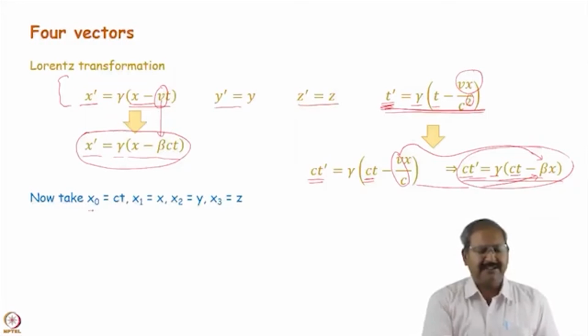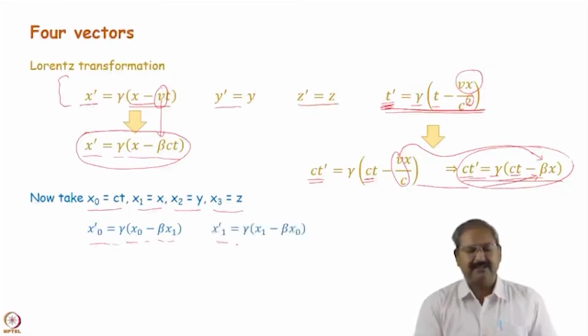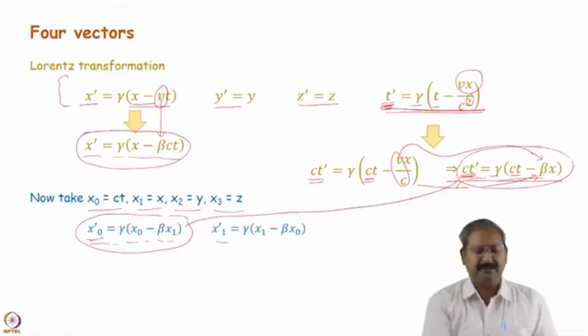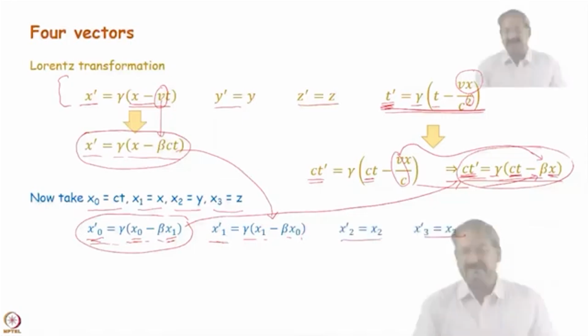So now we take x0 equal to ct, x1 equal to x, x2 equal to y, and x3 equal to z. The above equations can be written as x0 prime equals gamma times (x0 minus beta x1). This is the relation we obtained from here, because x0 is ct. So in place of ct prime we have written x0 prime, and in place of ct we write x0, and x is written as x1. Similarly, the other equation will be x1 prime equals gamma times (x1 minus beta x0). These two relations will be there for y and z.